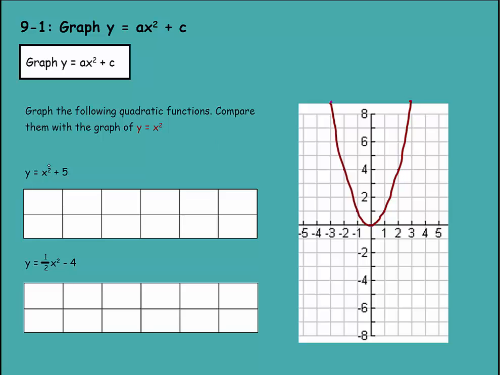We have y equals x squared plus 5. So if we do this in blue, we have x and y. Let's do the same: negative 2, negative 1, 0, 1, and 2.